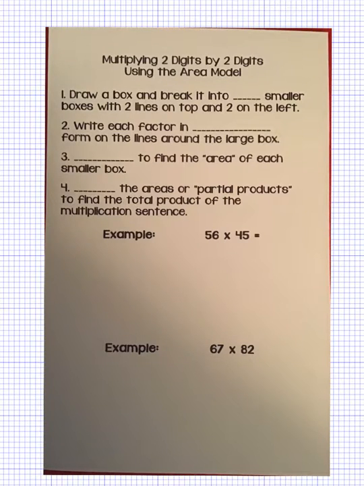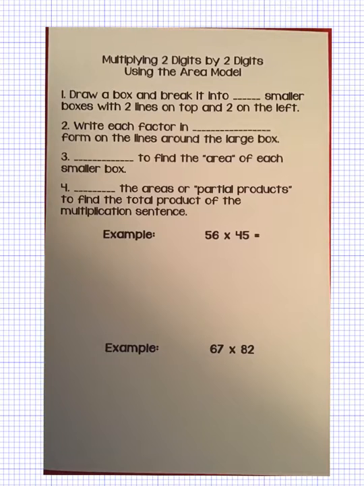All right, today we are multiplying two digits by two digits using the area model. We have already used the area model when we multiplied three digits by one digit, or four digits by one digit. So this is a review, kind of. It's a little different with 2 by 2. So let's go through the steps of what we're going to do.